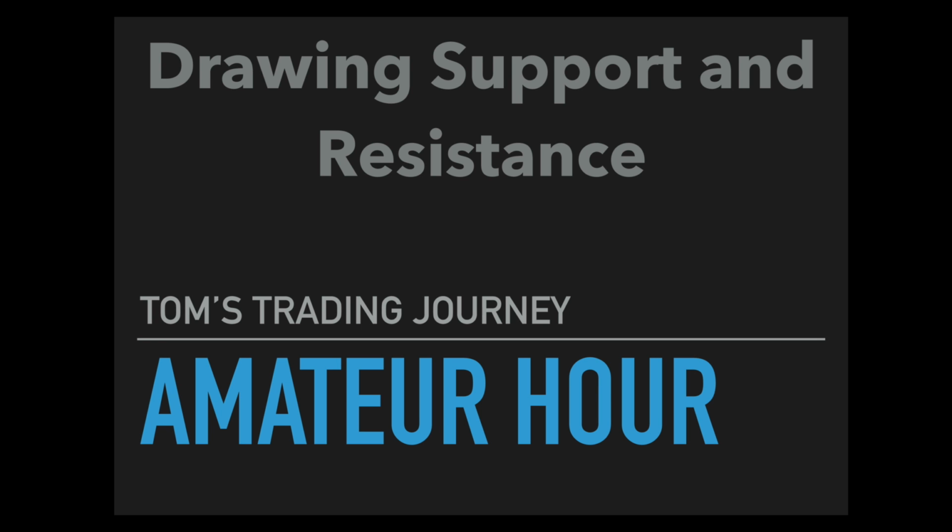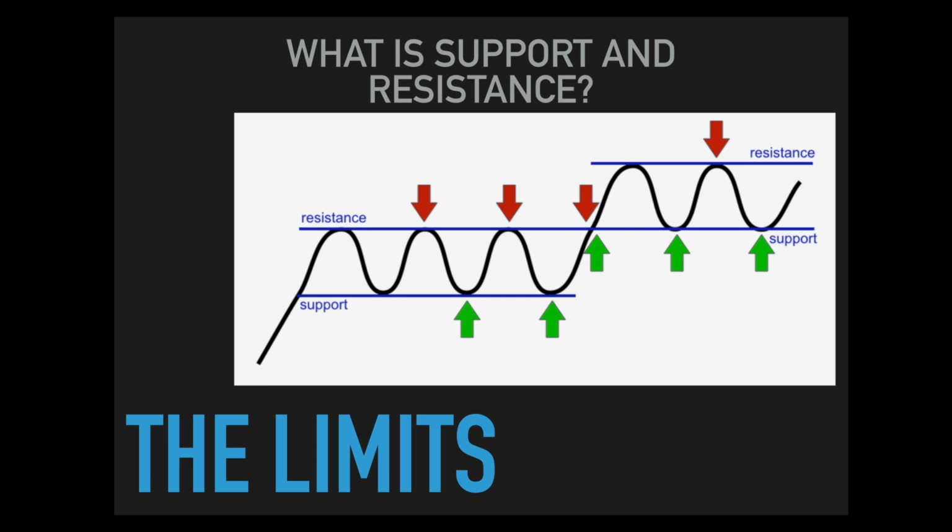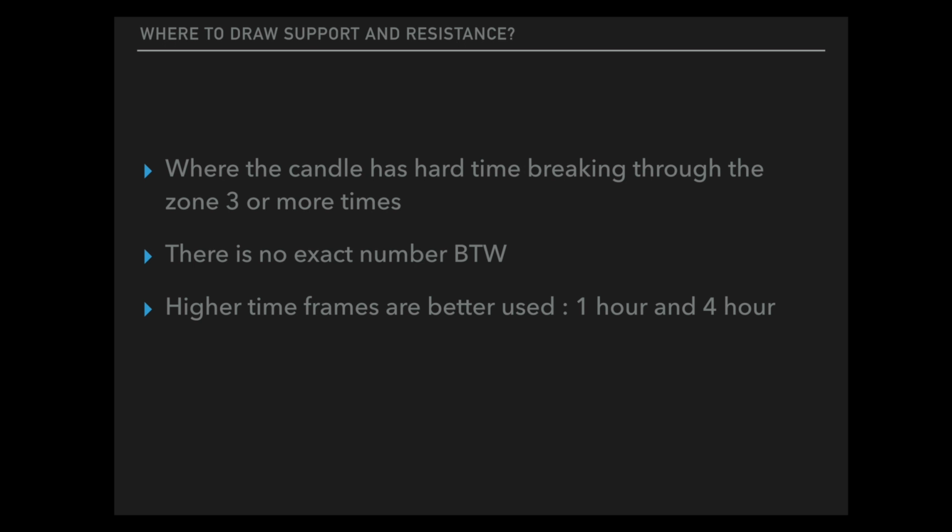Today we're going to go over drawing support and resistance. Taking a brief look here, we're just going to look at it as these limits, these zones where price is just bouncing back and forth from. So where you think you might want to draw some of these lines, where you might find support, where you might find resistance, it's where you see the candles drop down and hit this area 3 or more times. There's no exact number. But you really want to use some higher time frames like 1 hour, 4 hour, depending on how you're trying to make these trades.